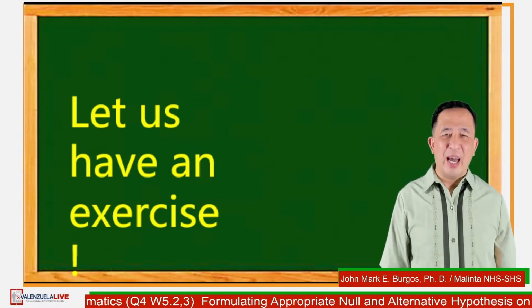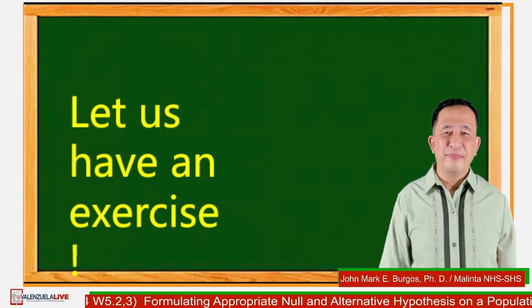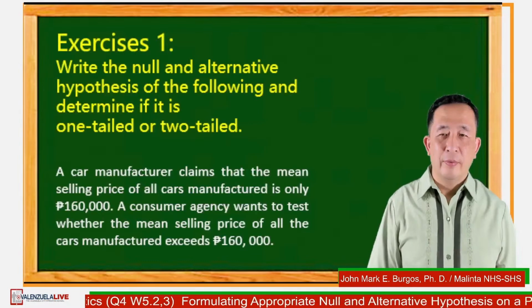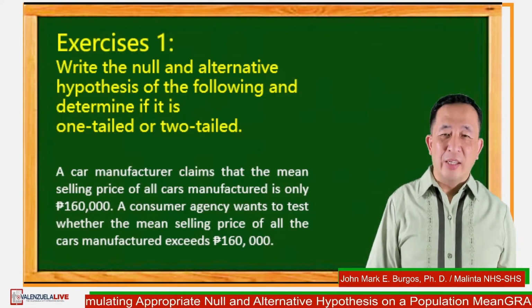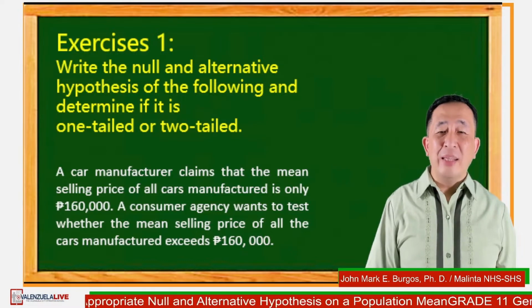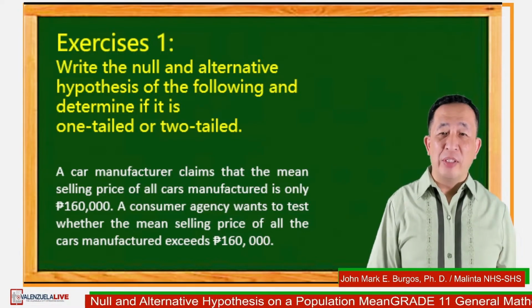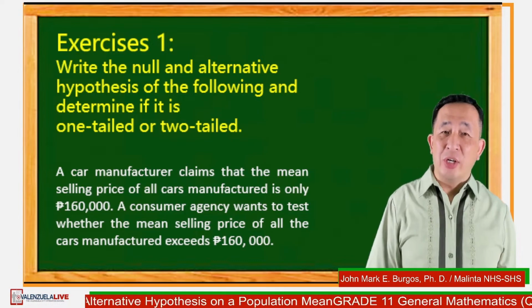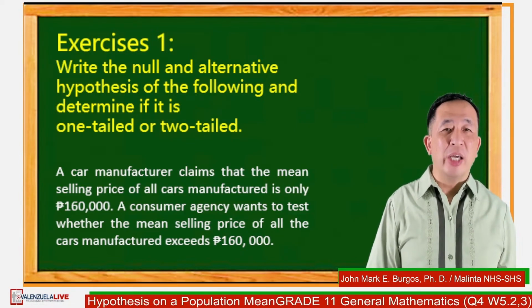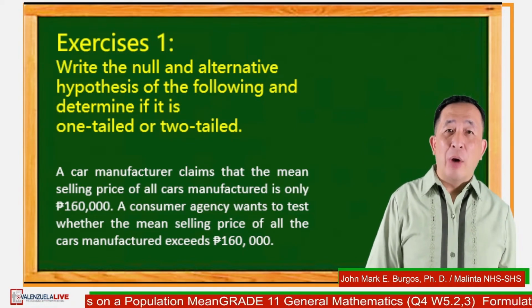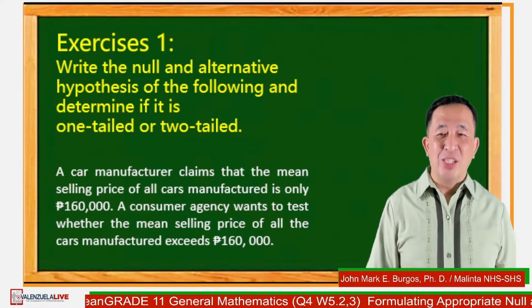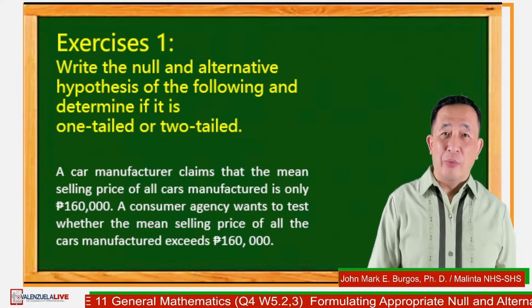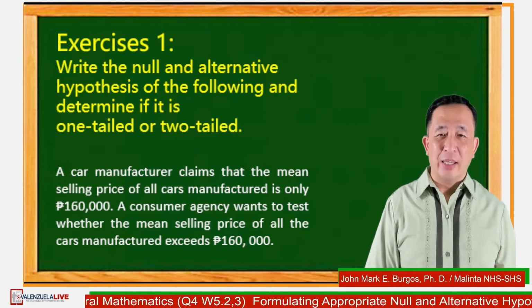Let us have an exercise. In these exercises, we shall write the null and alternative hypothesis of the following and determine if it is one-tailed or two-tailed. Now, I will be giving you 20 seconds to answer each question. So, if you're ready, let's start now.